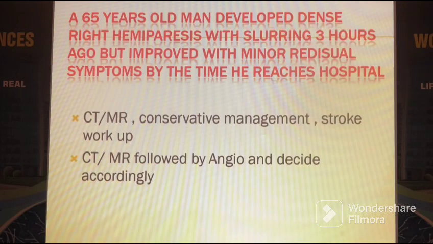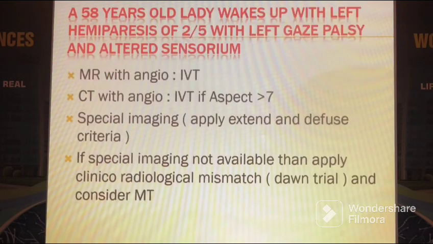The fourth scenario is a typical wake-up stroke. A 50-year-old lady wakes up with left hemiparesis, left gaze palsy, and altered sensorium. So in this case also you can guess, because there is a gaze palsy and altered sensorium, that it looks like a large vessel occlusion. So in this case, MRI is preferred because it's a wake-up stroke. And if there is a diffusion and FLAIR mismatch, you can do IVT. Suppose you don't have MRI at your center, in wake-up stroke you can still do CT-based thrombolysis. This is the recommendation of the TRUST CT trial published last year, that if the ASPECT score is more than 7, you can do CT-based thrombolysis in unknown onset wake-up strokes also.